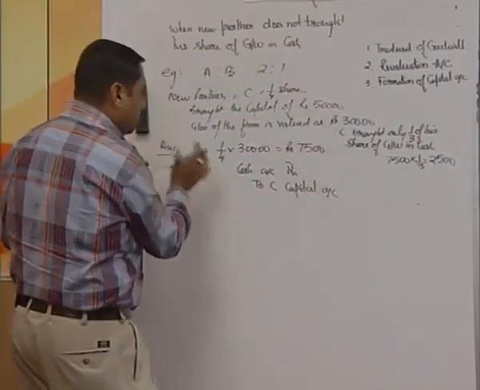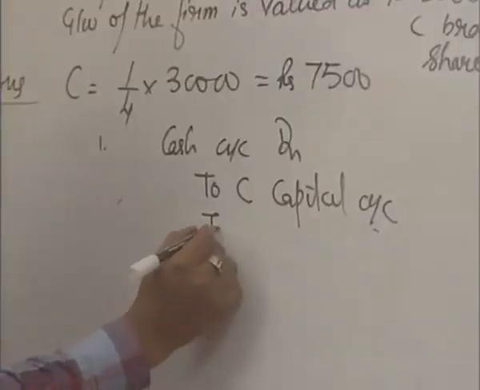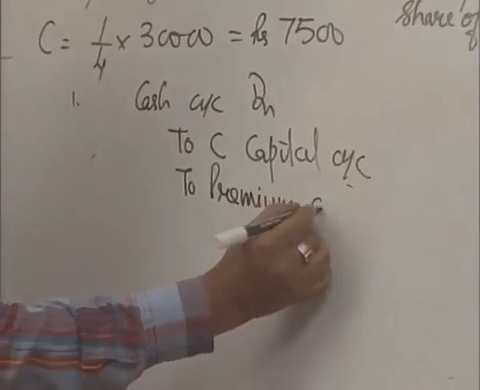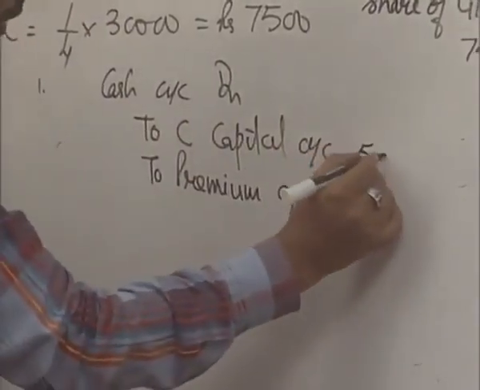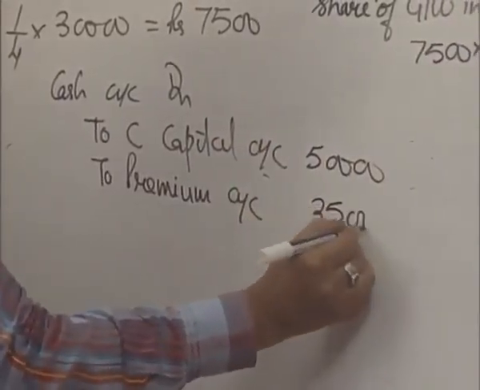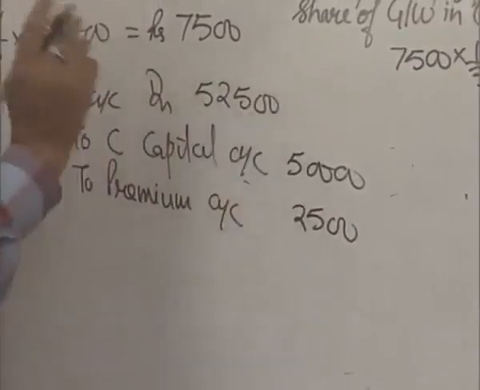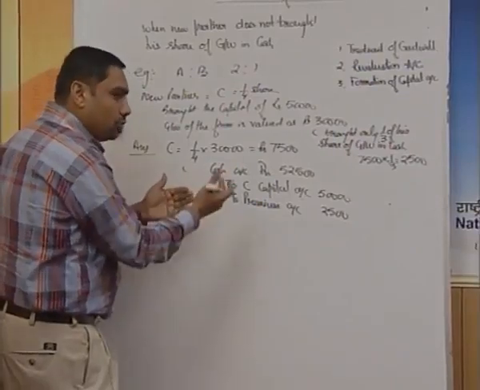So under this situation, our entry is going to be cash account debit to C capital account to premium account. Premium is the value of goodwill brought by C. 50,000 is the capital given to us in the question. 2,500 is the cash brought by C. Total amount comes out to be 52,500. Now, the next entry is required for distribution.